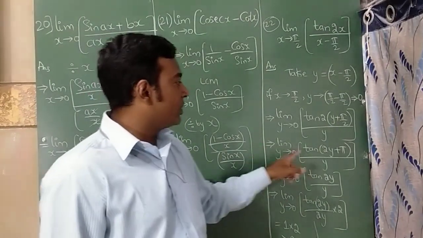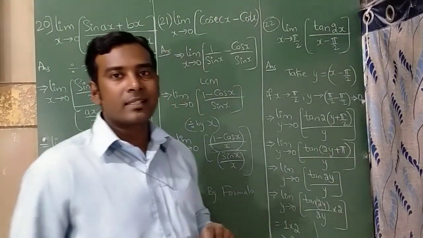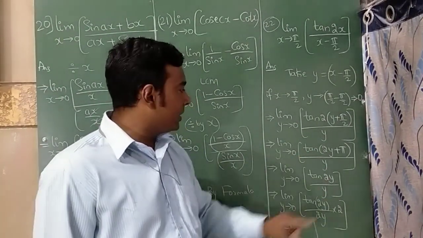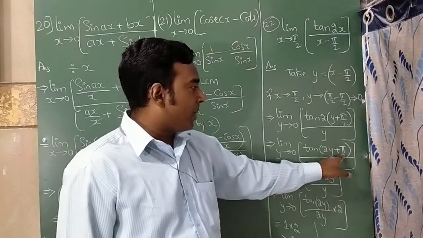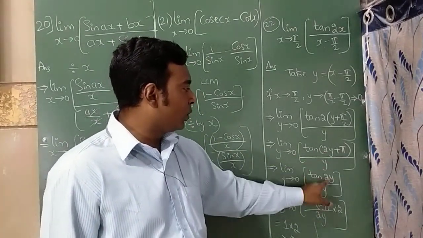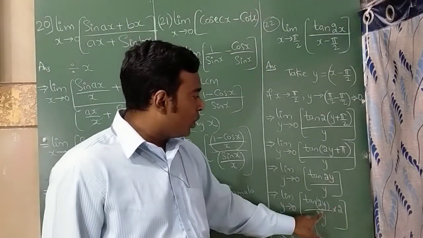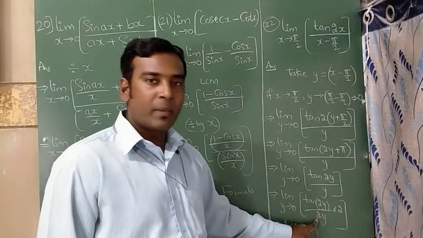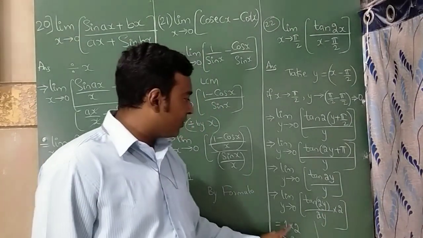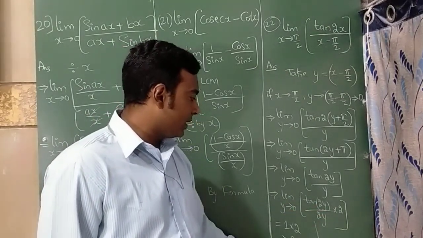Now as you know that tan of pi plus theta is in the third quadrant, so it will become only tan 2y. I repeat, tan of 2y plus pi is a third quadrant, so it will become only tan 2y divided by y. The coefficient of the y is 2, so I have multiplied and divided by the same number. So this whole term is by formula. So you will get 1, and 1 into 2 is 2.